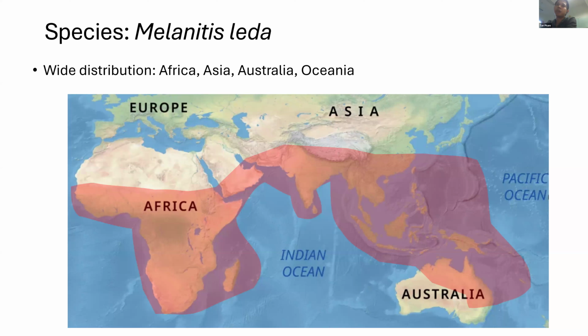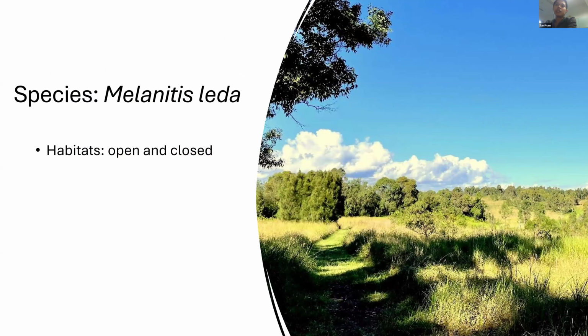So briefly about my species. My working species, Melanitis leda, is a very common species. They have a very wide distribution range, and you can see here the distribution map of my target species. It is distributed from Africa to Asia, Australia, and Oceanic countries. My species also lives in two habitats, open and closed, very congested habitats.